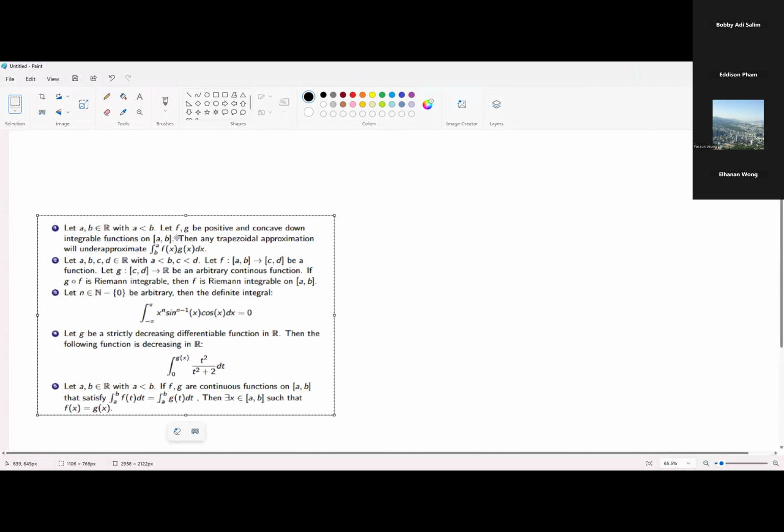Let f and g be positive and concave down integrable functions on [a, b]. Then any trapezoidal approximation will under approximate the integral of their product.